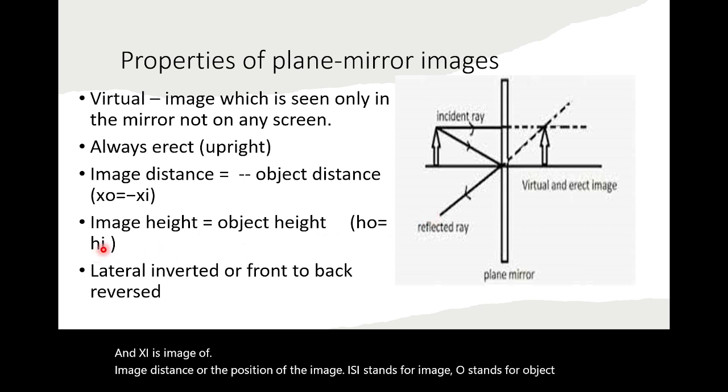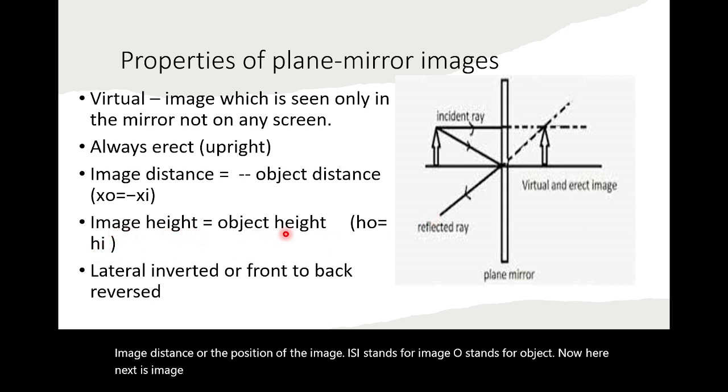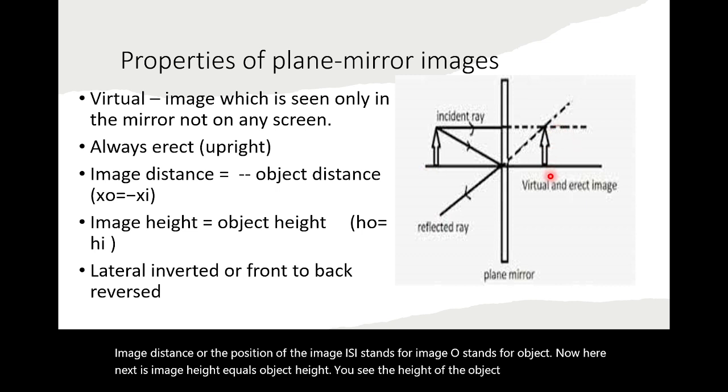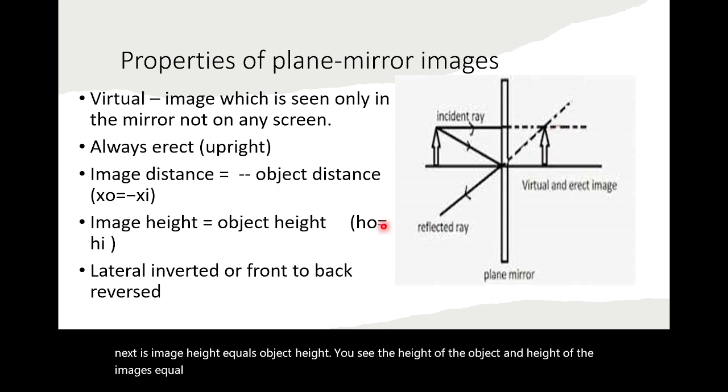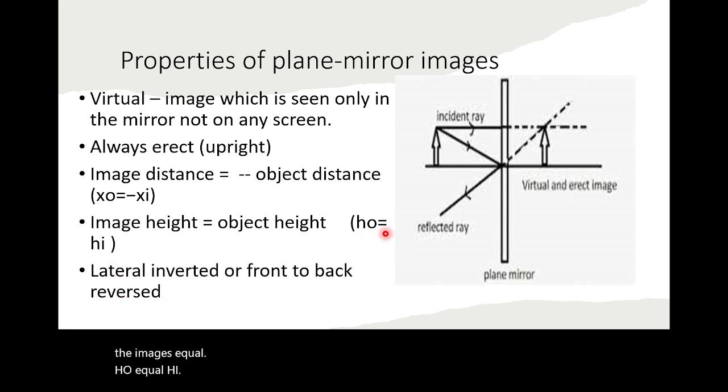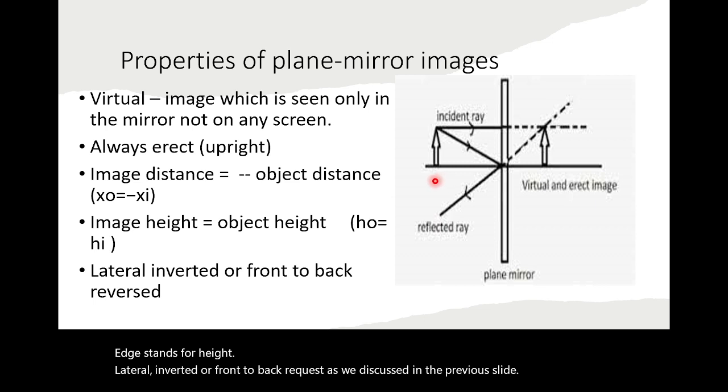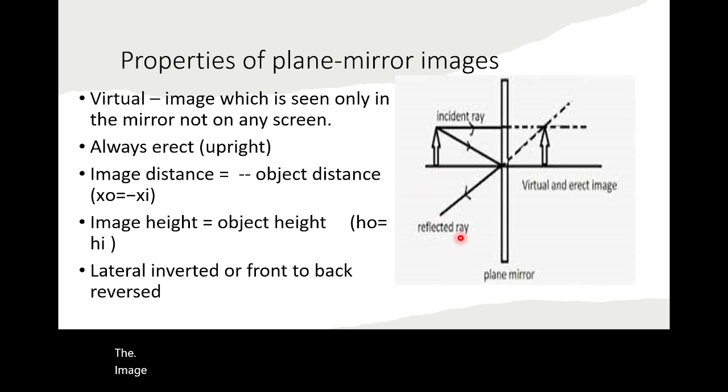Now next is image height equals object height. You see the height of the object and height of the image is equal. HO equals HI. H stands for height. Lateral inverted or front to back reversed. As we discussed in the previous slide, the image is always laterally inverted or front to back reversed.